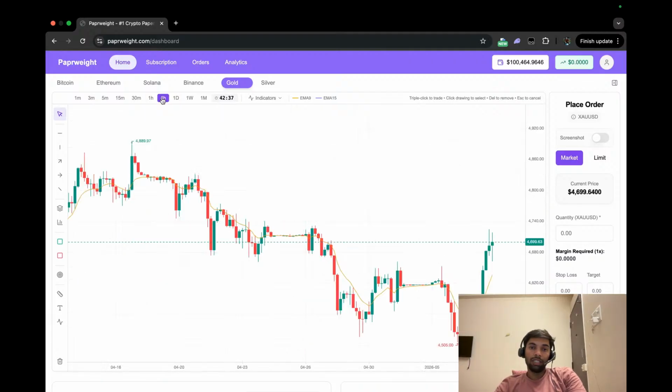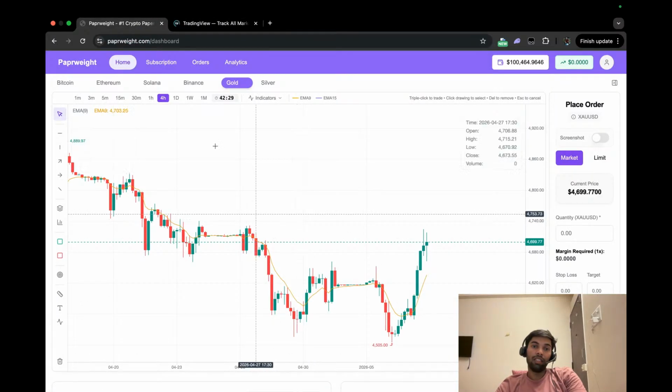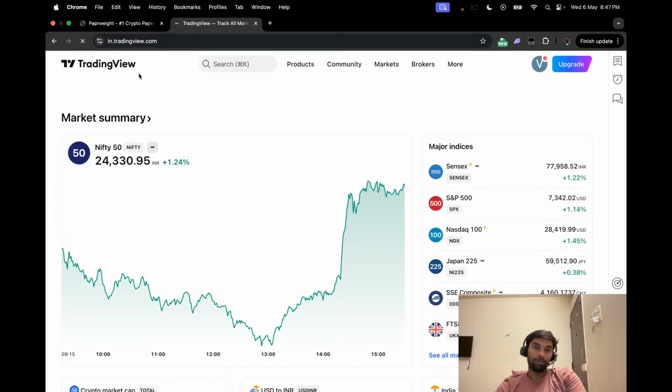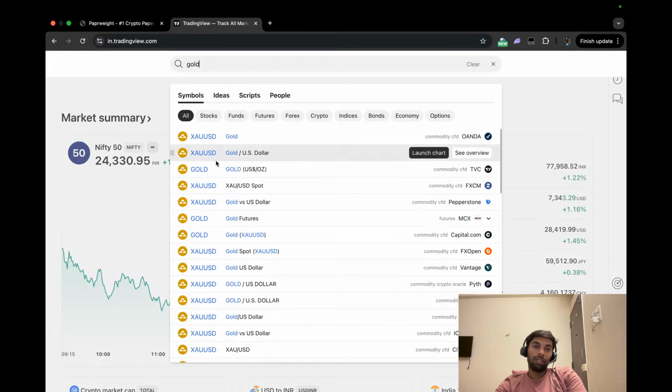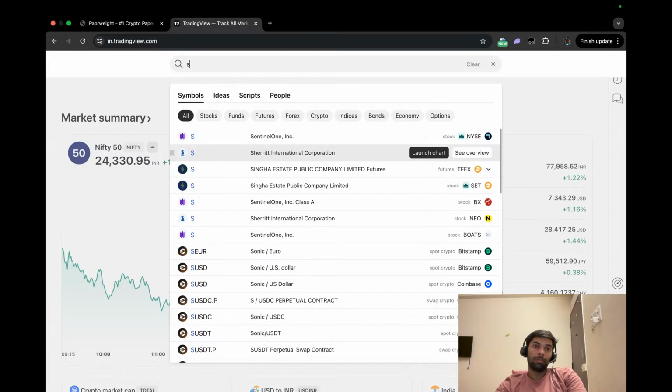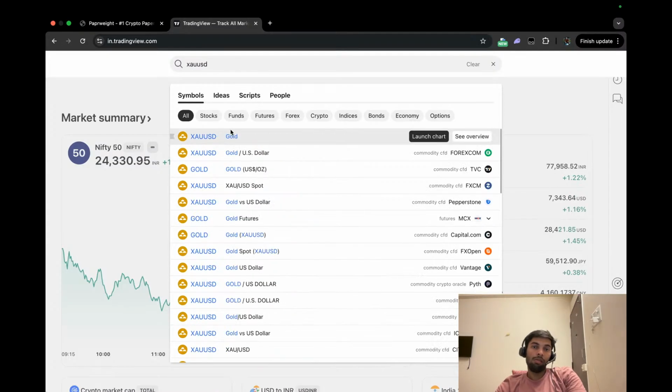And we can see that if there is an opportunity on the selling side, side by side we can also open TradingView for gold. Because some of the candles are missing in this chart, we can just see XAUUSD. Yeah, let's go with this.